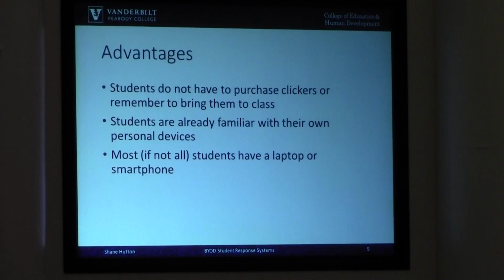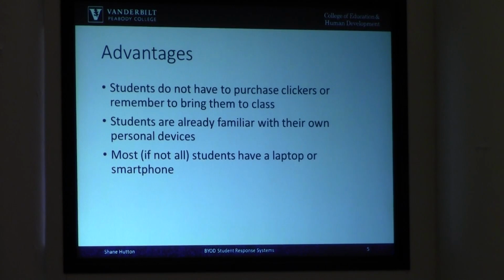So some advantages to using these BYOD response systems is what I've already said. Students don't have to buy the clickers. These clickers can be expensive, up to $70, $80 for the students to purchase. And also they have to remember to bring these clickers to class each time. And so that can be a problem for some students.